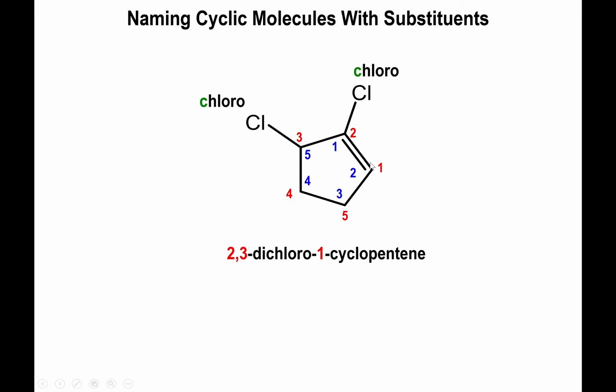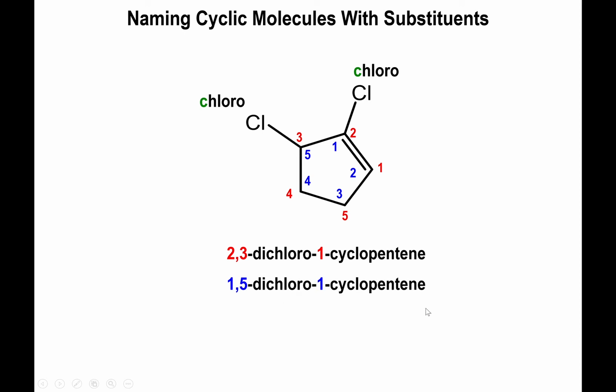On the other hand, you could start the other way around. Still make the alkene the lowest value. So this end of the alkene is 1. You go to the other end of the alkene, that's 2, and then work your way around the ring. And when you do that, chloro is now position 1 and position 5. So the structure now becomes 1,5-dichloro-1-cyclopentene.